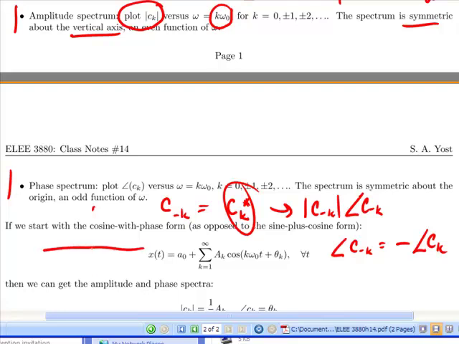So let's say these were the k values. Let's say this is pi over 4, minus pi over 2, and we get pi over 2 up here. So let's say we have this kind of a situation at our different frequencies. Then on the other side, it's just going to be the opposite. This one is going to show up down here, and this one is going to show up here. So it's an odd function. It's symmetric about the origin.